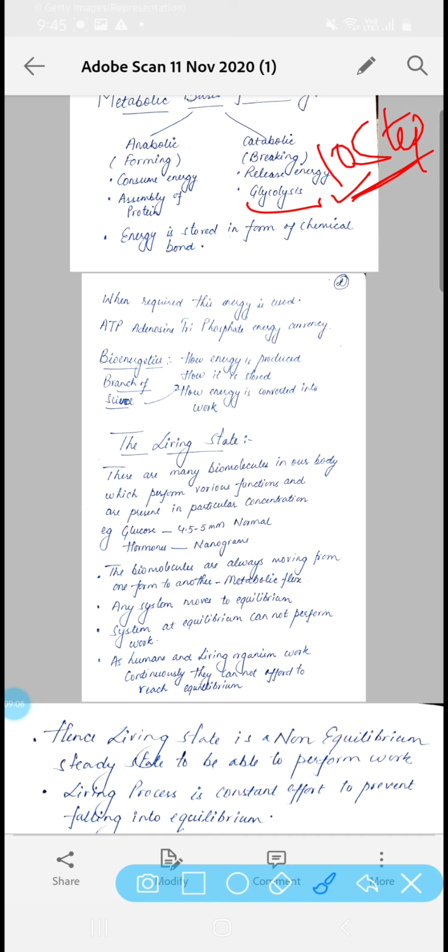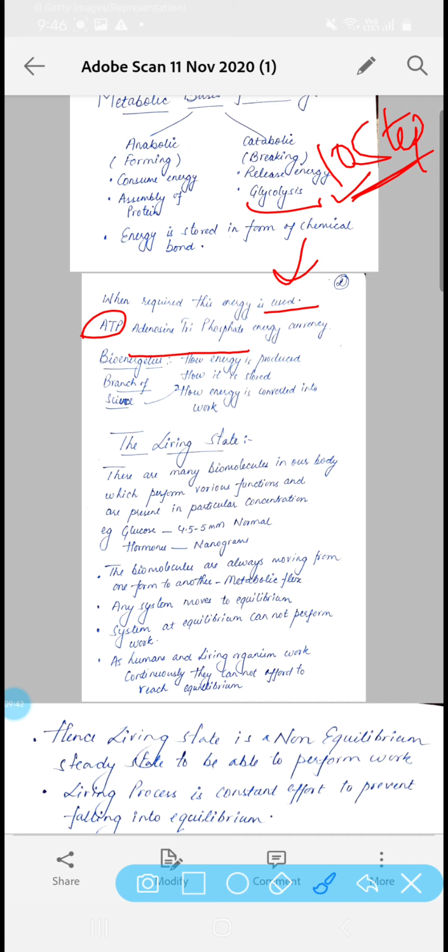energy is stored in the form of chemical bonds, and whenever this energy is required, these chemical bonds break down and that energy is utilized. So there is one special kind of energy currency in the living system, which is called ATP. You have to remember the full form of ATP, that is adenosine triphosphate. Okay, and it is commonly called the energy currency. So why is it called the energy currency?